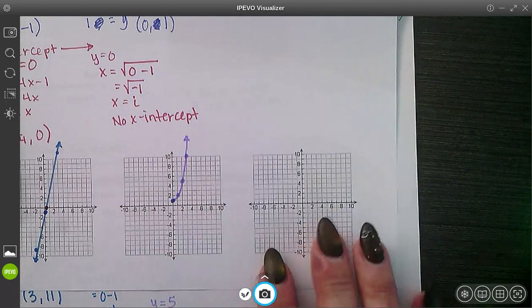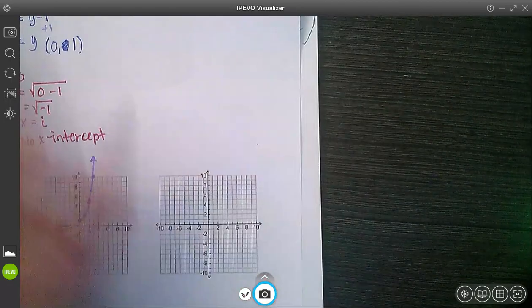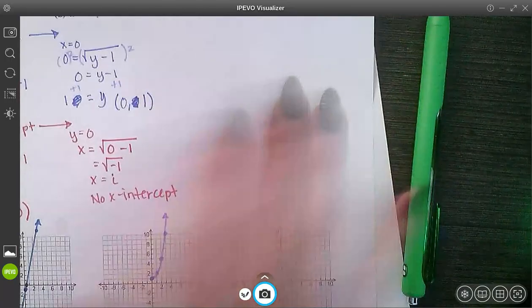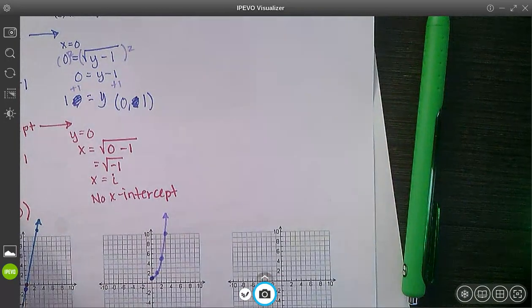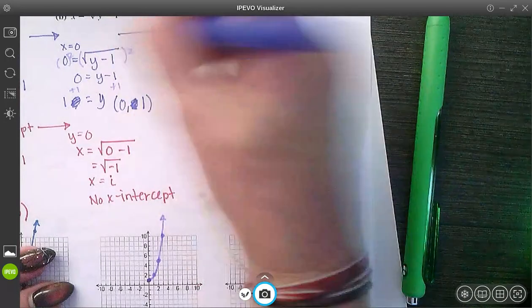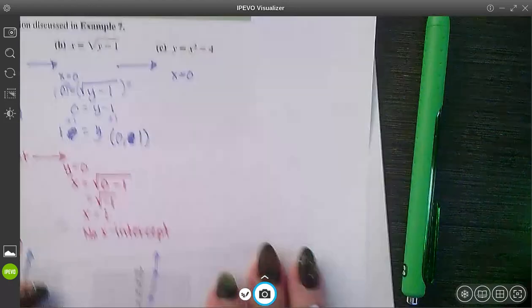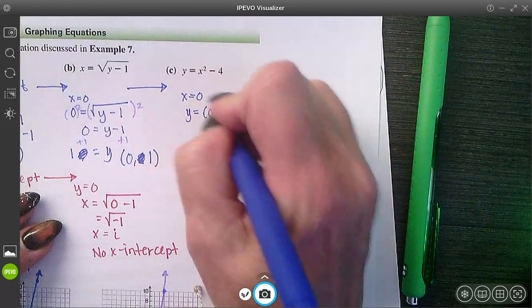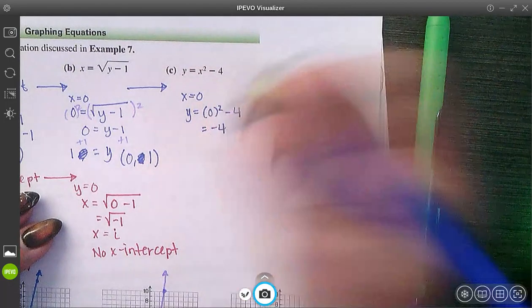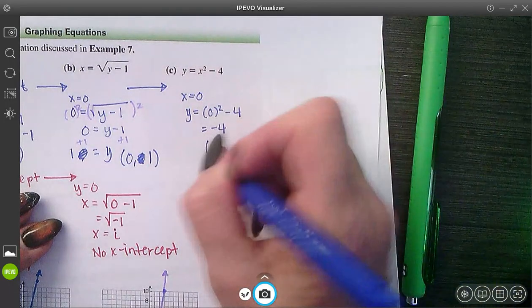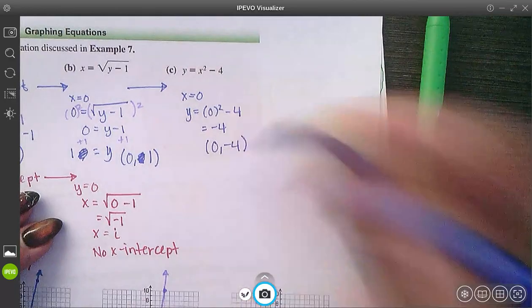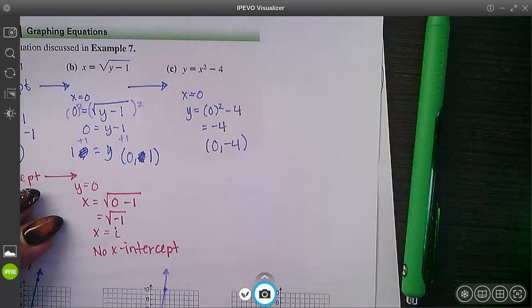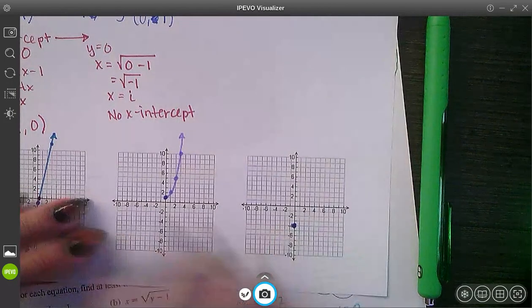All right, next, y equals x squared minus 4. So finding the y-intercept. When we find the y-intercept, we put in x equals 0. So y will be 0 squared minus 4, which is -4. So the y-intercept is at (0, -4). So we're going to put that on the y-axis down here at (0, -4).